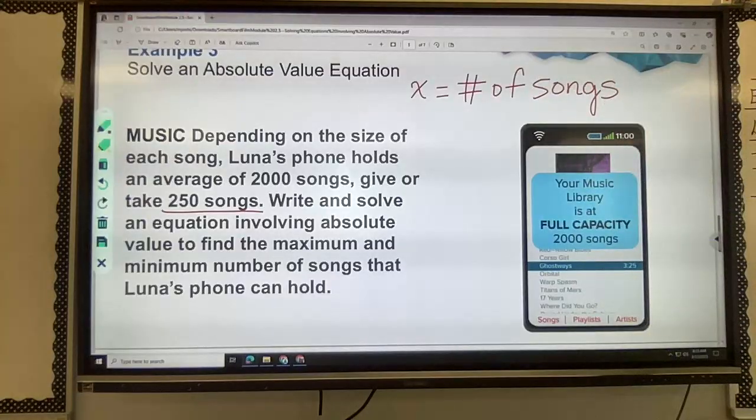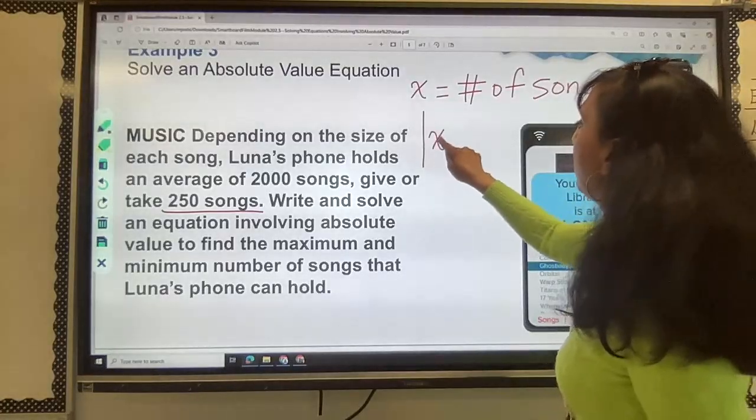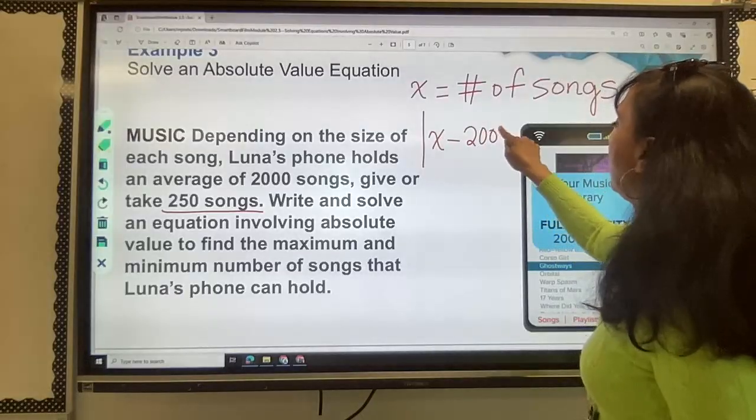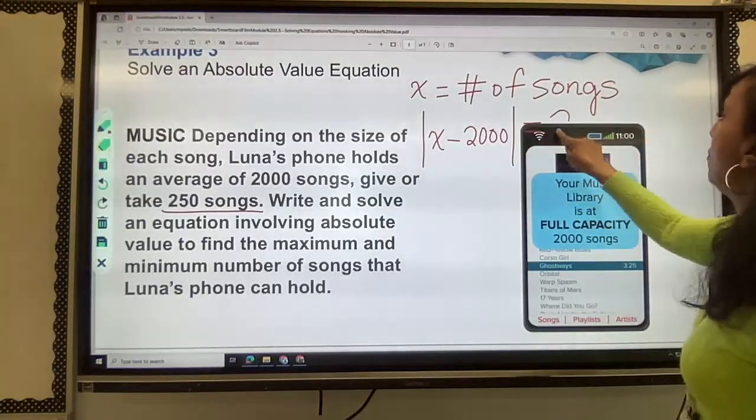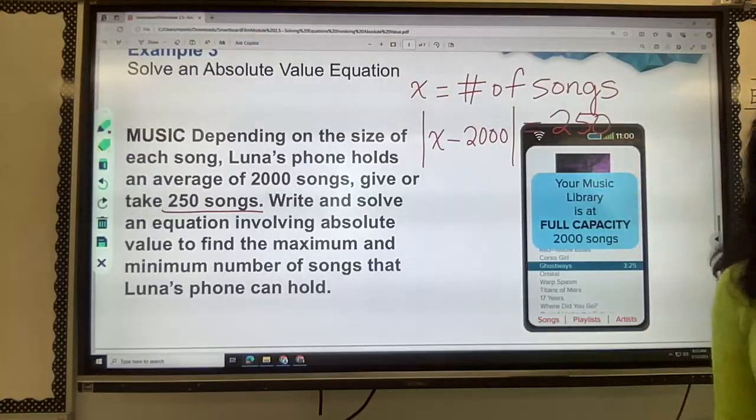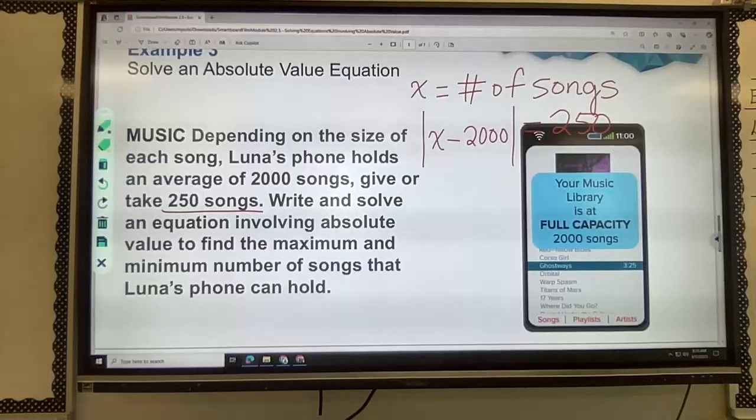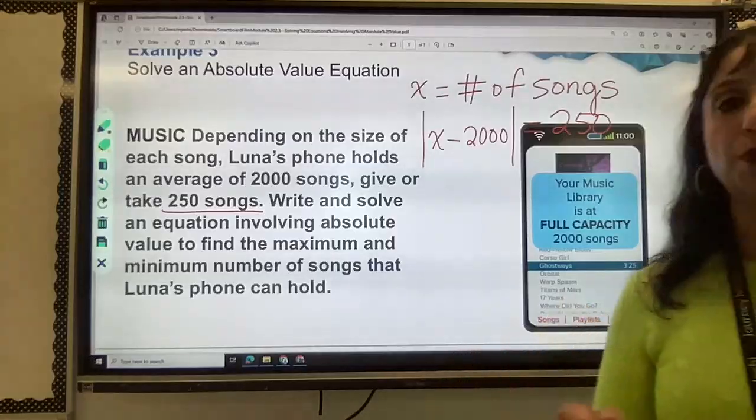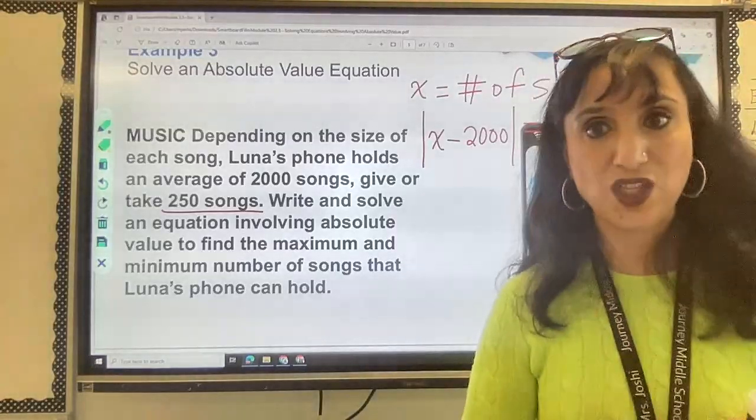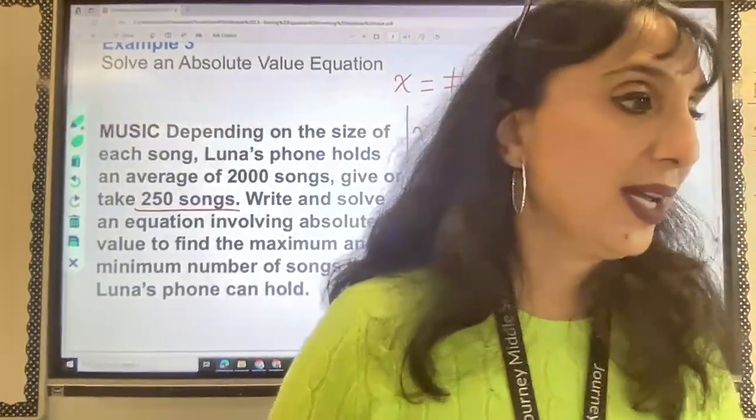And it's telling us that the number of songs is X, and so it's saying the difference between the number of songs and 2,000, okay, is equal to 250. So there is my equation. So think of the equation I've just written, and I am going to put both the scenarios, case 1 and case 2, on the board so you can see how to solve this.